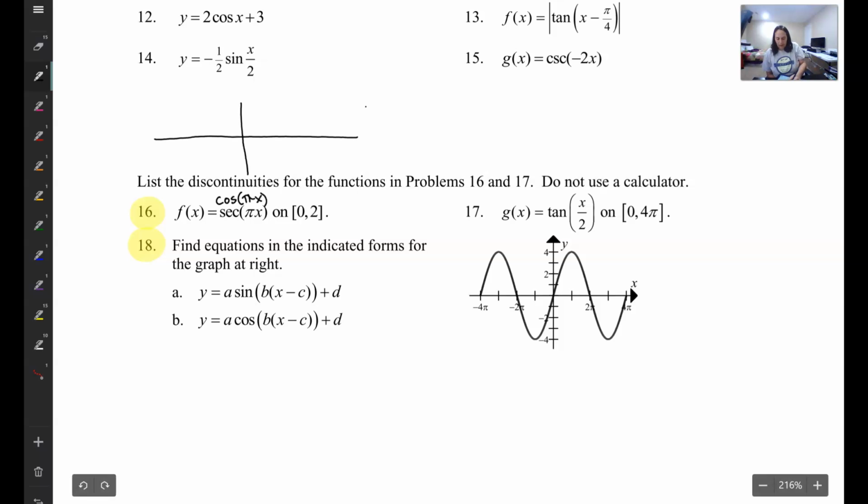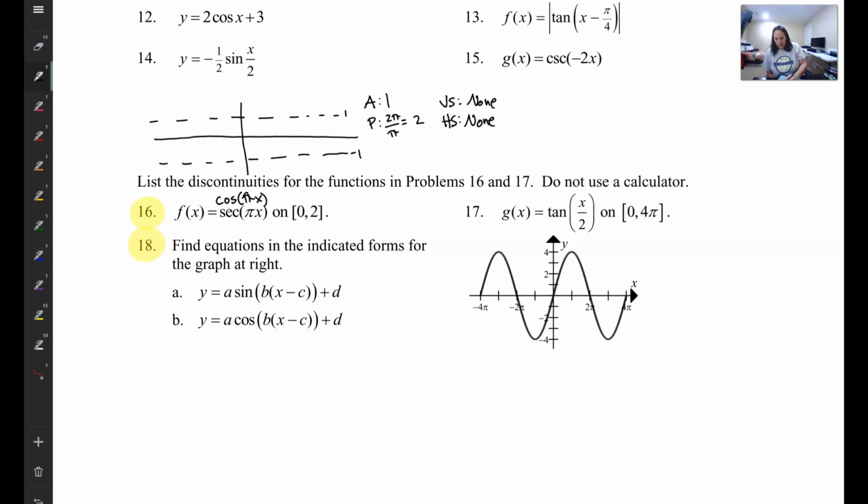So I have amplitude, period, vertical shift, horizontal shift. Amplitude, there's a secret 1 in front of that, so I know my amplitude is going to be up 1, down 1, 1 and -1. I don't have any vertical shift, no adding or subtracting, no horizontal shift, no adding or subtracting. Now I need to do my period, which is going to be 2 pi divided by the number in front of x. So 2 pi divided by pi is 2. So I'm going to do 1, 2, and do my next line.